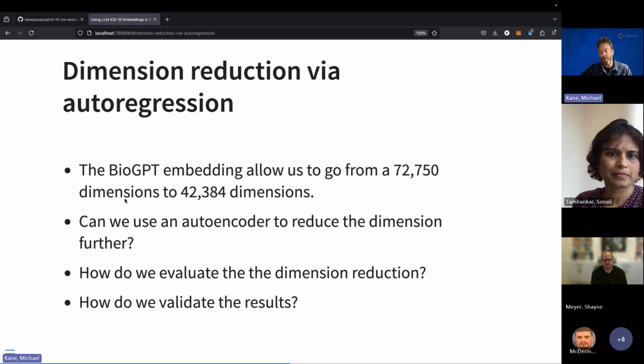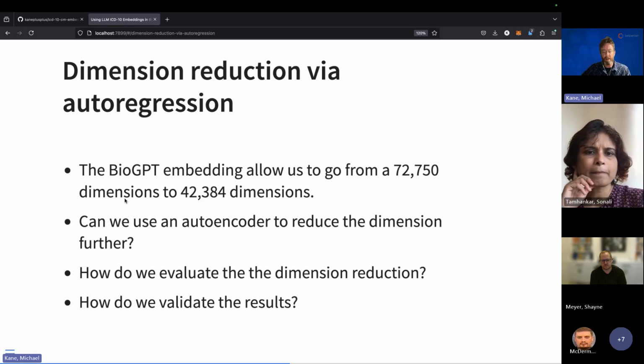If you want to, you could do principal components. That actually works pretty well. We just chose an autoencoder in this case. So what we're going to do is an autoencoder for a couple of different dimension reductions, and then we're going to think about how we actually validate this.